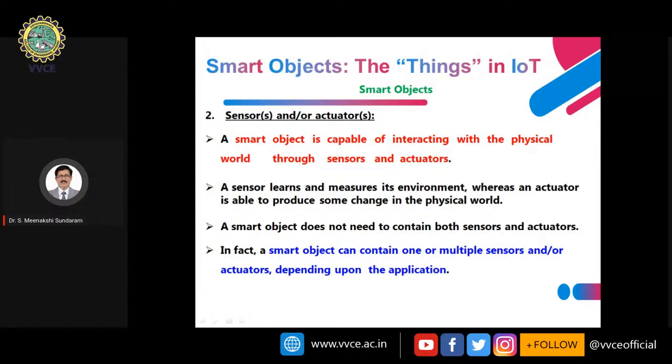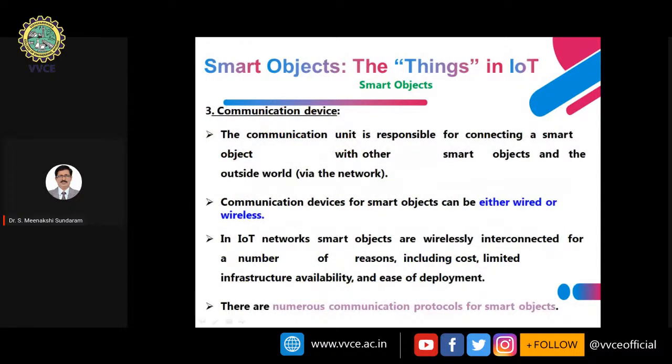Then, as I told, the sensors and actuators: a smart object is capable of interfacing with the physical world through sensors and actuators. A sensor learns and measures from the environment, whereas an actuator is able to produce a small change in the physical world. Whenever these changes are derived with the help of this data which is captured digitally, then only we can say that the actuator is functioning properly. The smart object does not need to contain both sensors and actuators; a smart object can contain one or multiple sensors and or actuators depending on the application.